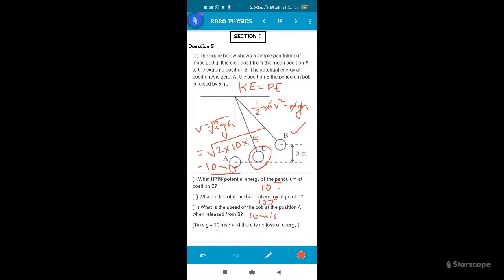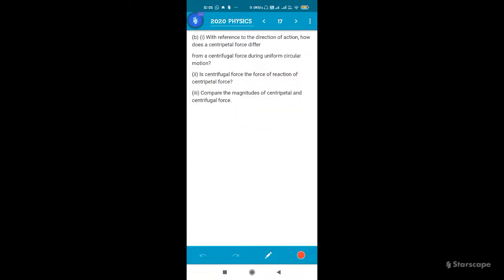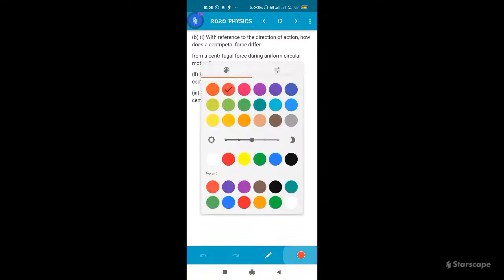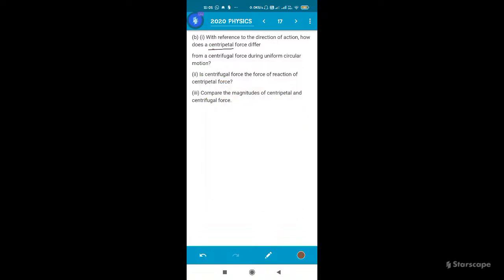It was a very easy question, although it looked a little tough because of the diagram, but it was a very simple question. Now let's move on to the next question. It is about centripetal and centrifugal force. With reference to the direction of action, how does a centripetal force differ from a centrifugal force? The answer is in the name itself. So you know centripetal means center loving and centrifugal means center hating.